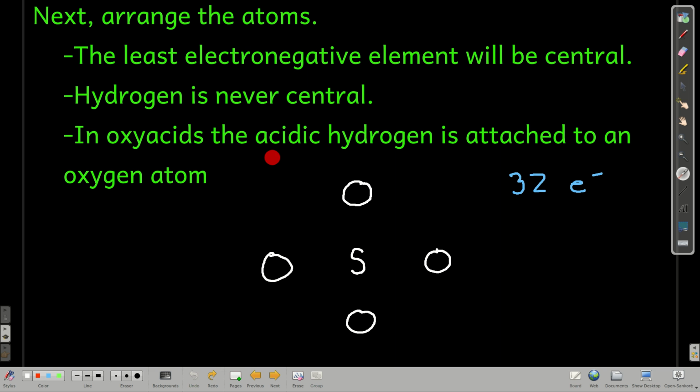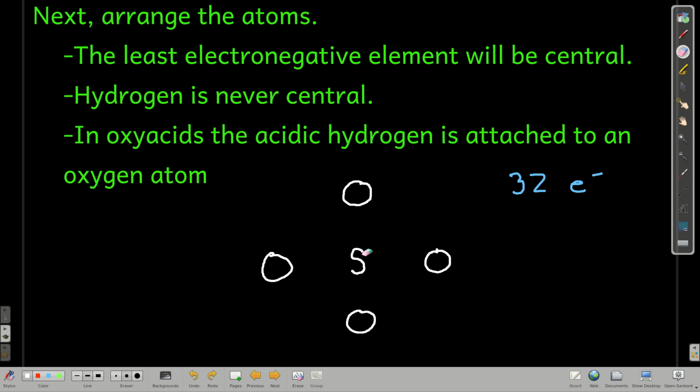And with oxyacids or oxo acids, like sulfuric acid, for example, nitric acid, and so on, the acidic proton is going to be attached to an oxygen atom. For example, this is sulfate, but if we were doing sulfuric acid, which is H2SO4, just to show you real quickly, we would put those 2 hydrogens outside of any 2 oxygens, it doesn't matter which 2, when we're arranging them. But that's not what we're doing now, so we'll leave them off. And we still have 32 valence electrons.